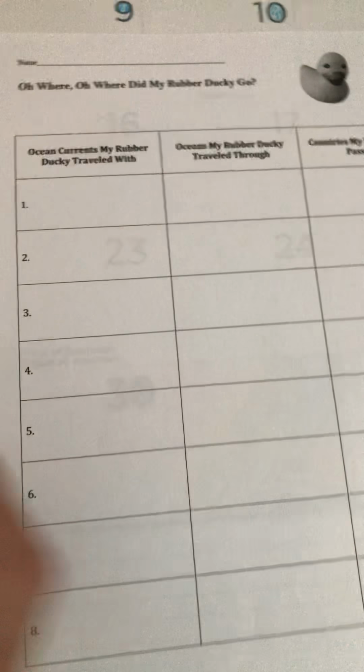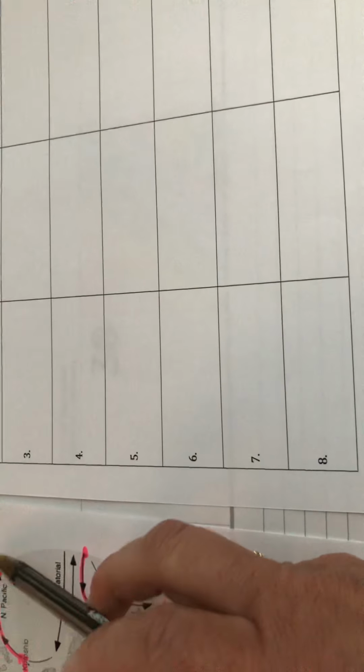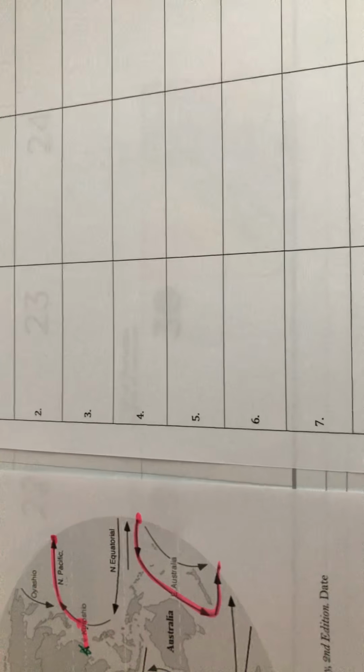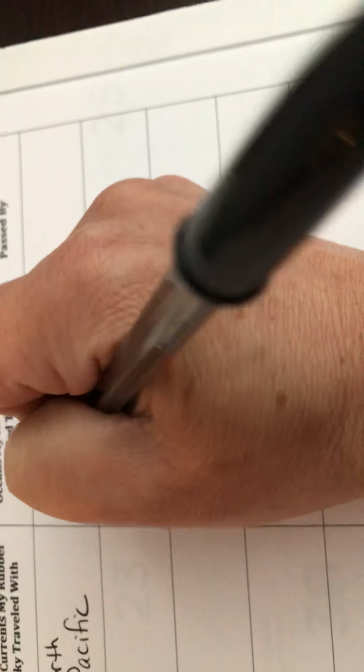Okay, so when I start over here and I'm going from Hong Kong and I'm hopping on, it says N Pacific. That stands for North Pacific. Those are the currents. So over here for number 1, I'm going to fill in North Pacific, right? And then the ocean that it traveled through, I looked on my map, and this is the Pacific Ocean. And a lot of times those are going to match up. The currents are named after the oceans.